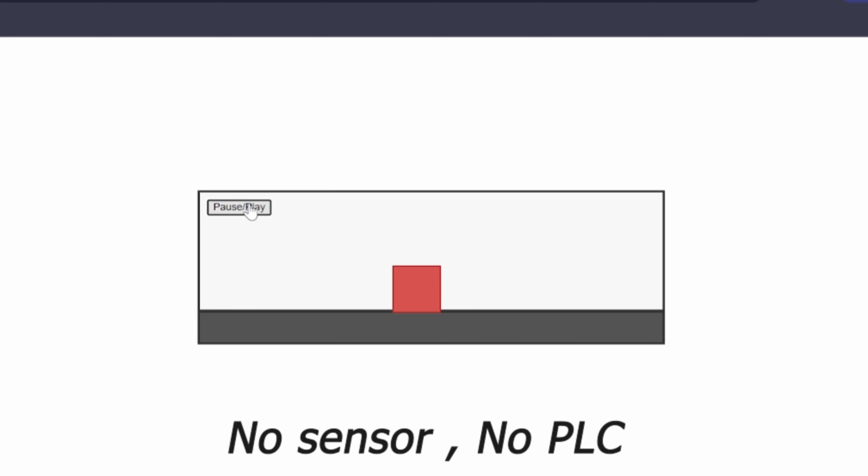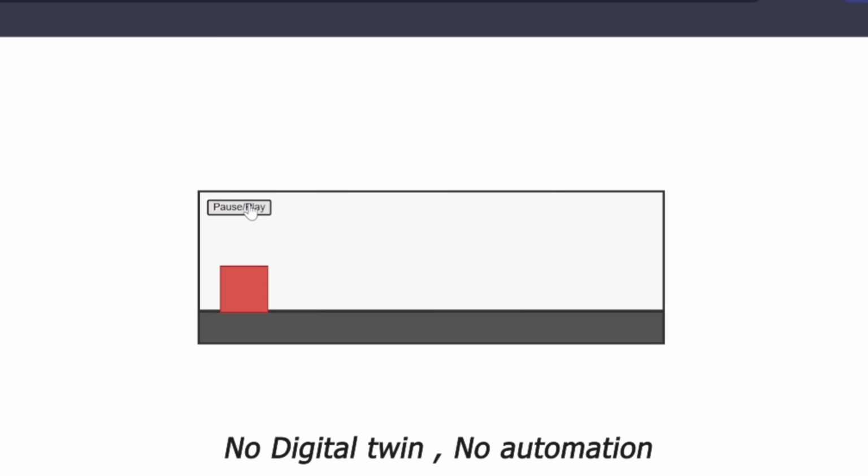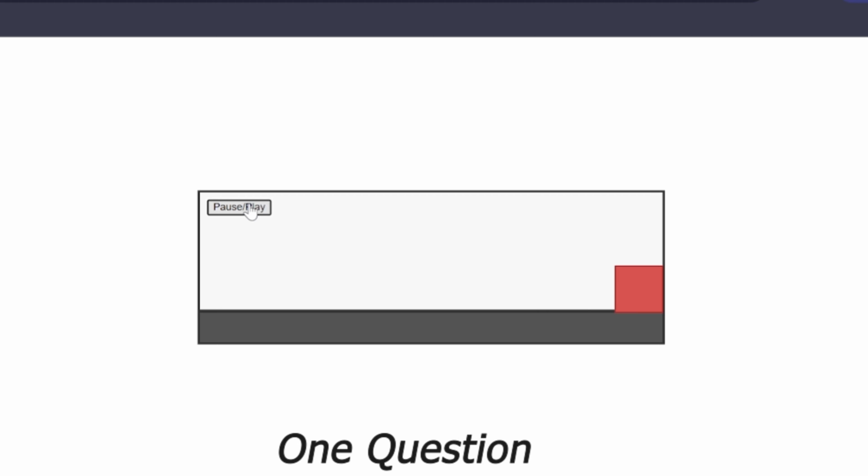This doesn't look impressive. It's just one box moving on a conveyor. No sensors, no PLC, no digital twin, no automation. But this tiny simulation is the first building block of something much bigger.